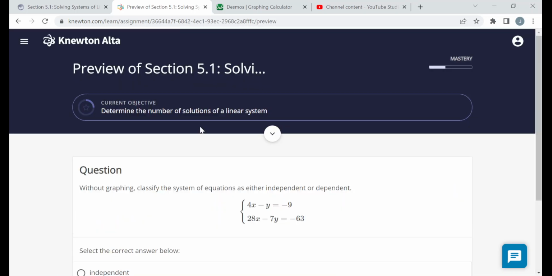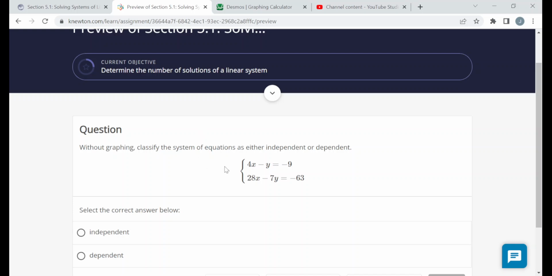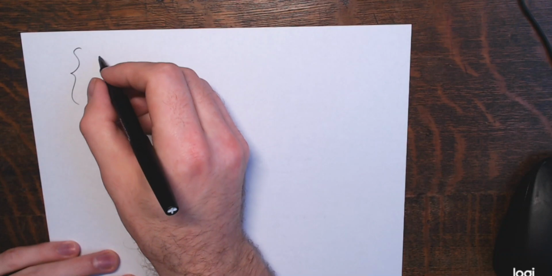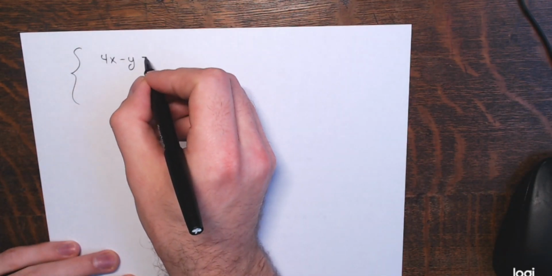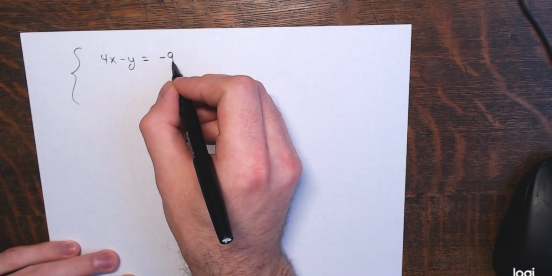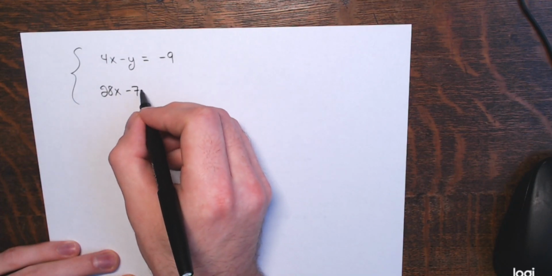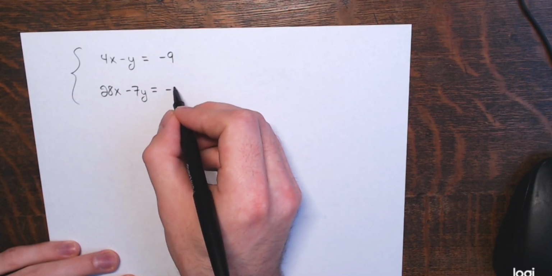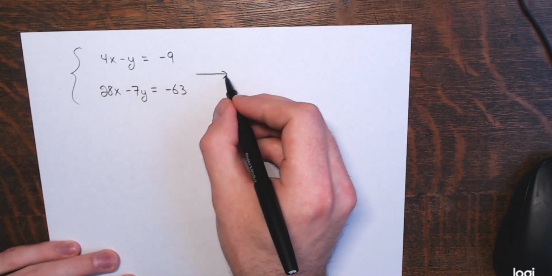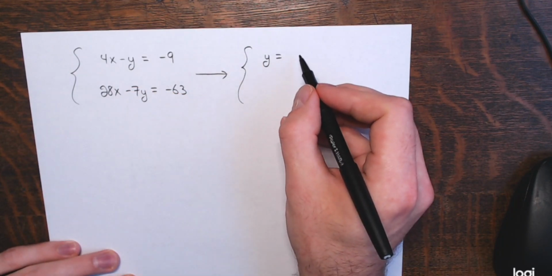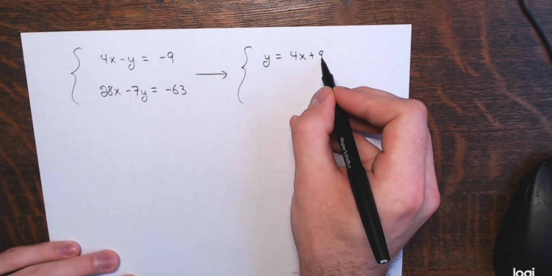Alright, and then another one like this. So again, I'll write this system up. We'll ask, how many solutions will the system have? So the first equation, 4x minus y equals -9. Second equation, 28x minus 7y equals -63. And you see, if I put both of these into slope-intercept form, the first one would be y equals 4x plus 9.